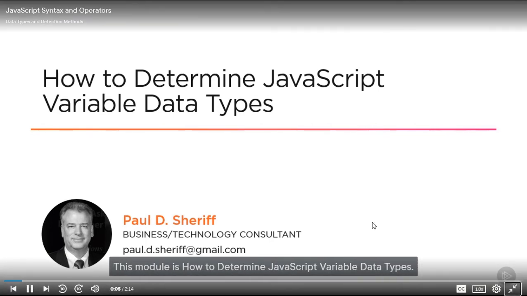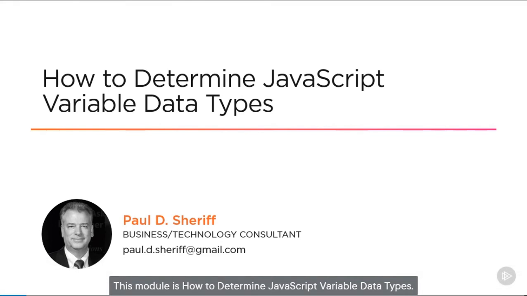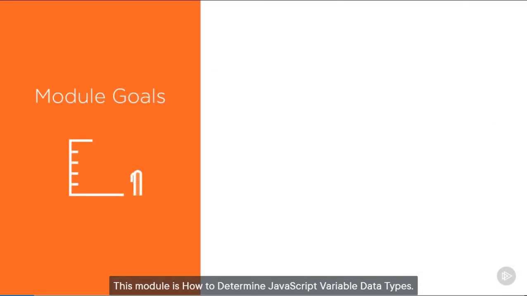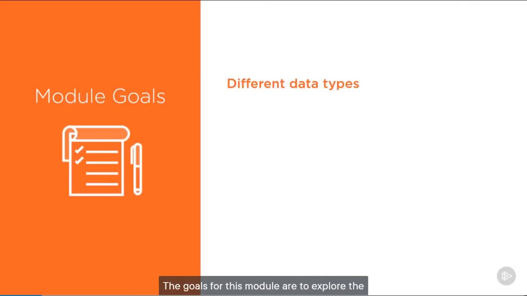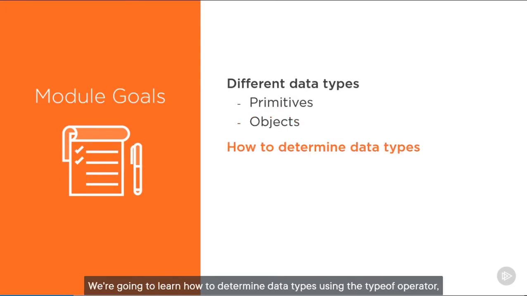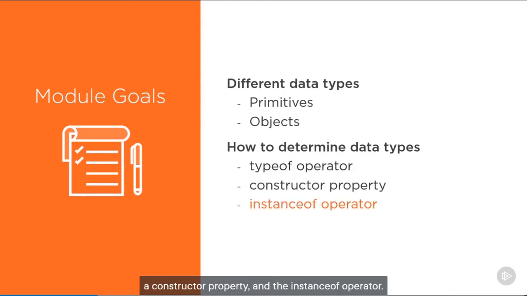This module is how to determine JavaScript variable data types. The goals for this module are to explore the different data types that are available, and these include primitives and objects. We're going to learn how to determine data types using the typeof operator, a constructor property, and the instanceof operator. Let's get started.